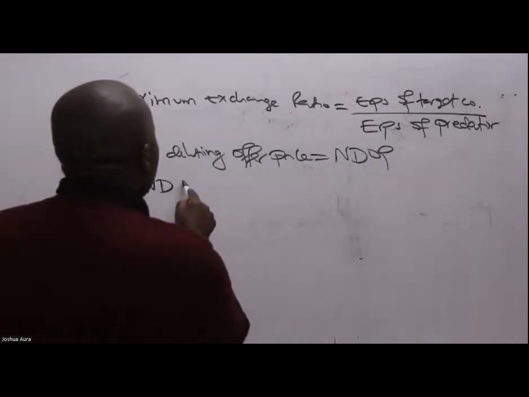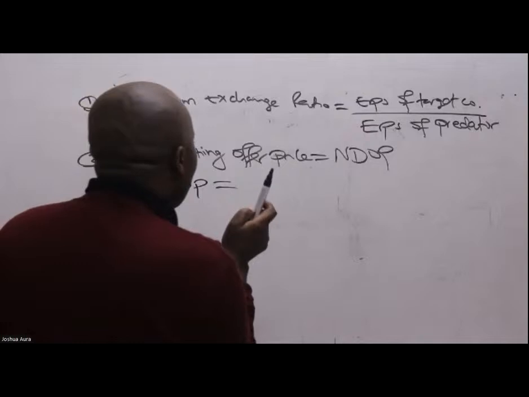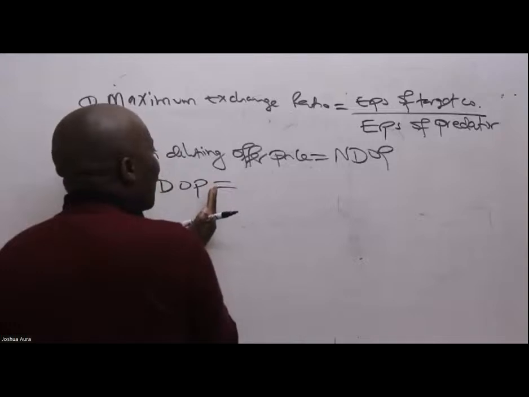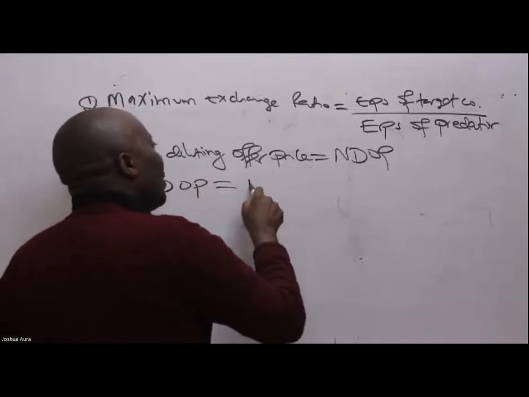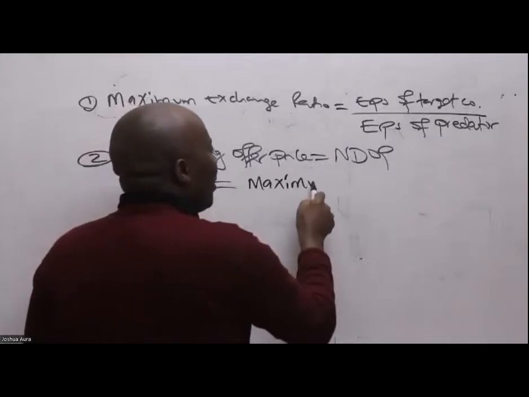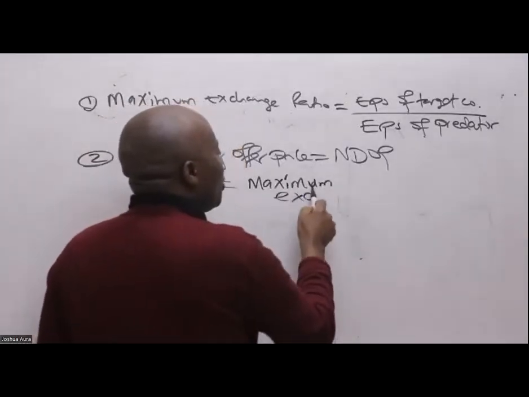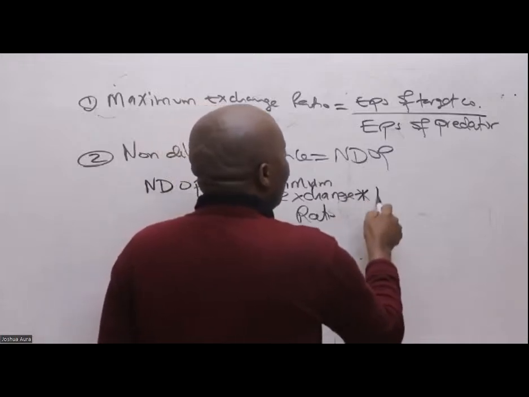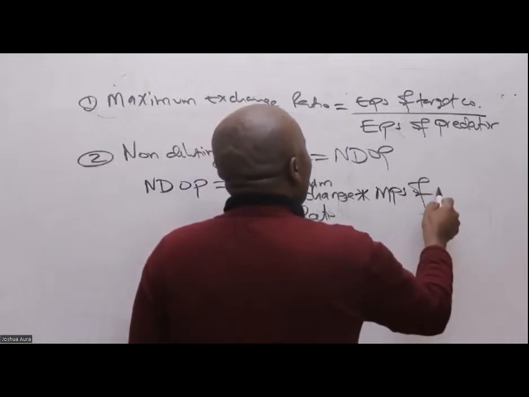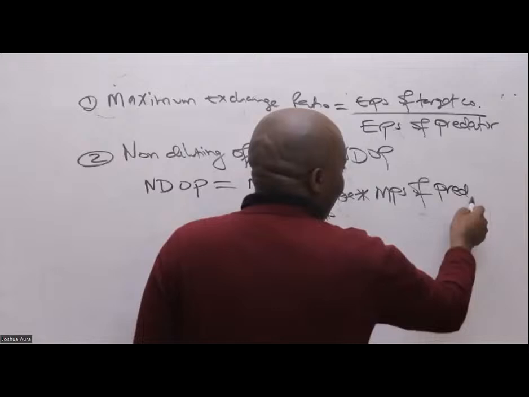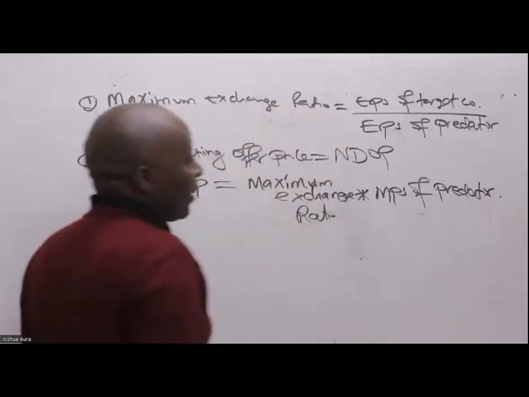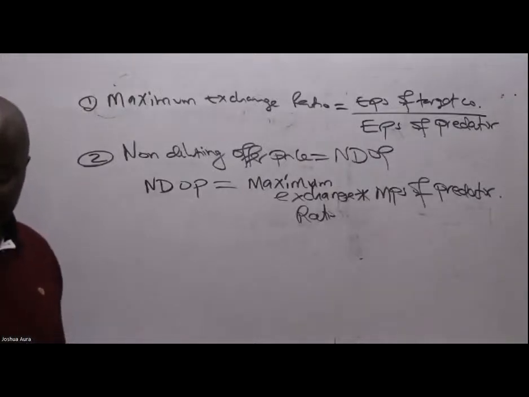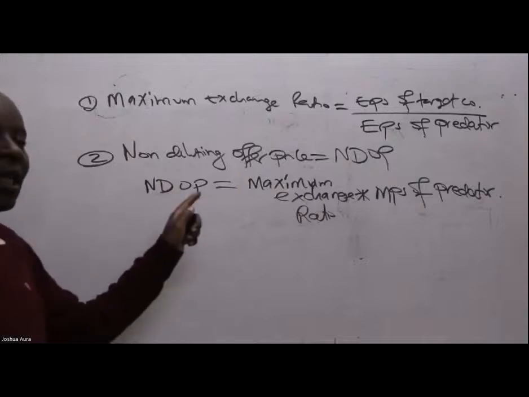NDOP. The easiest way that I taught you to always remember this formula is, at any time you want to get NDOP, always think about maximum exchange ratio times MPS, not MPS of the target, but MPS of the predator company. Very, very important.